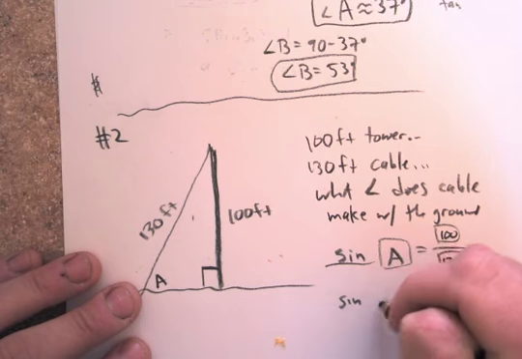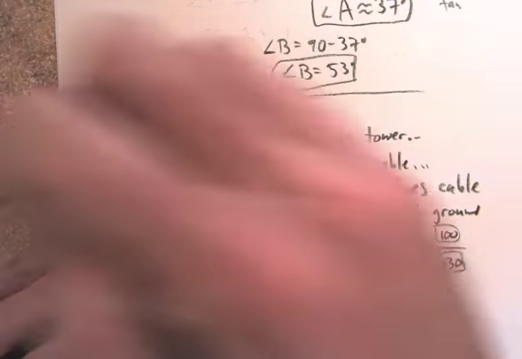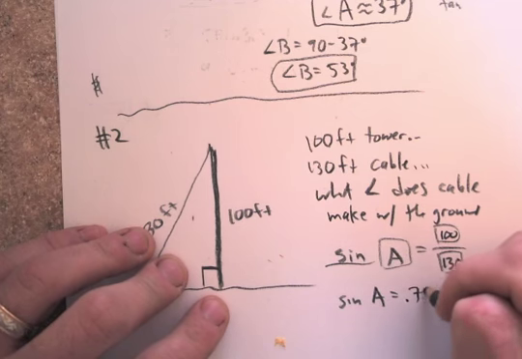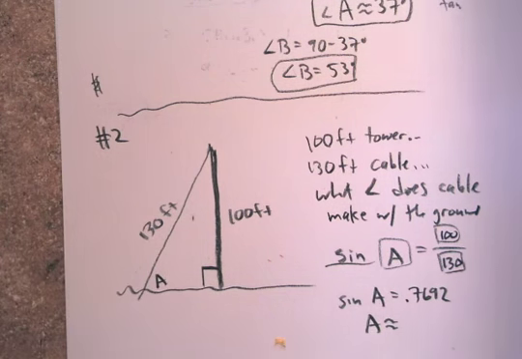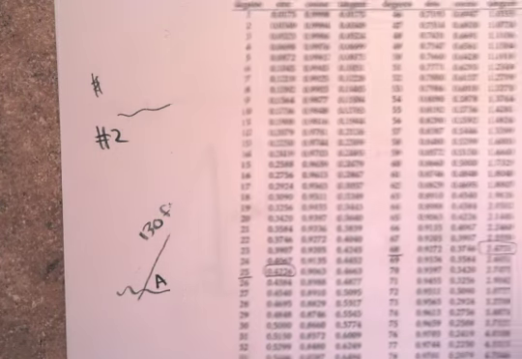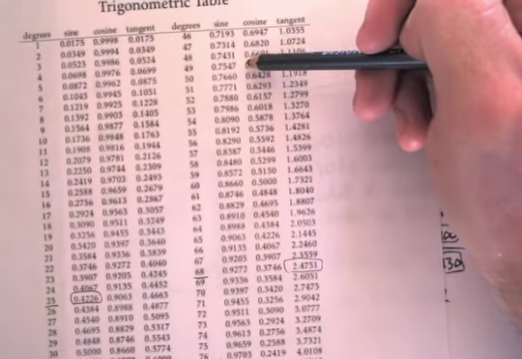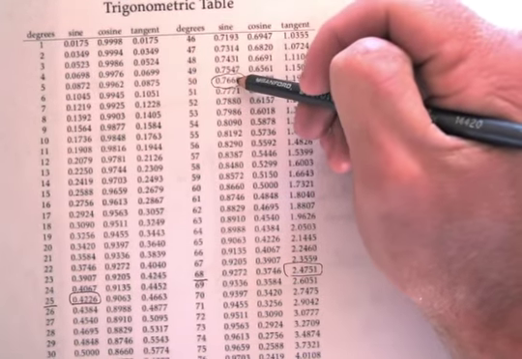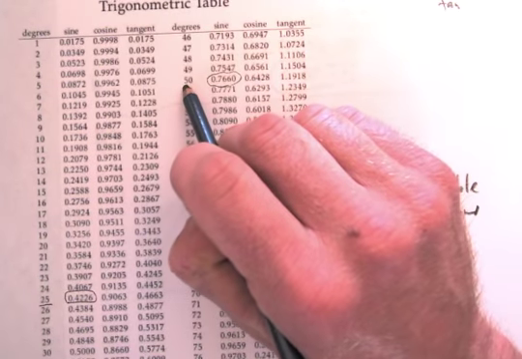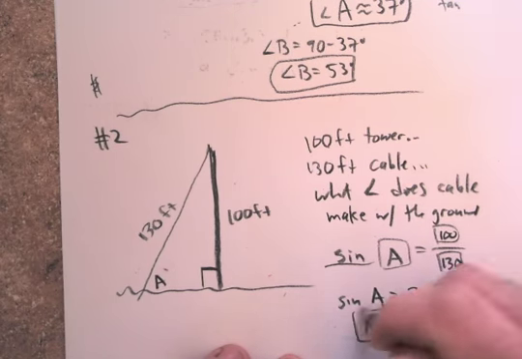Okay, let's change that to a decimal. So on a calculator, 100 divided by 130 is 0.7692. Look in your table. Again, looking under the sine column now, and I'm looking for 0.7692. Okay, I got to go over to the second column over here actually. Closest one I'm seeing is this 0.7660 probably. We're talking about 50 degrees. So A is about equal to 50 degrees. All right.